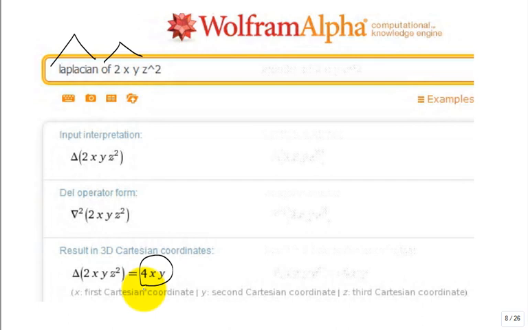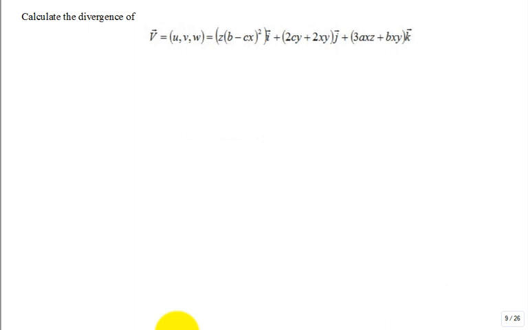You could check yourself if you wanted to make your own homework problems. Wow, it only gets worse. Calculate the divergence of V. Is V a vector field described with u, v, w? Yeah. Where this is the u component in front of the i. This is the v component in front of j. This is the w component in front of k.